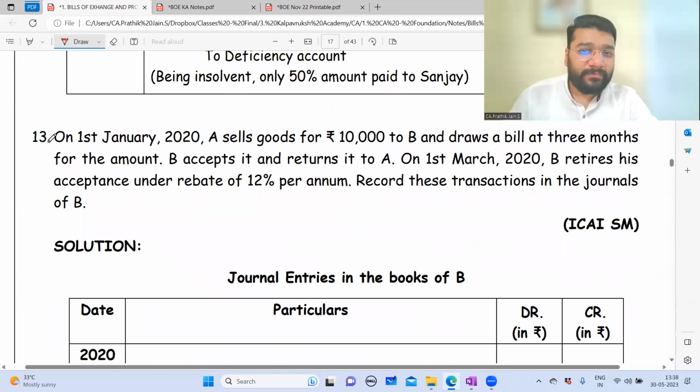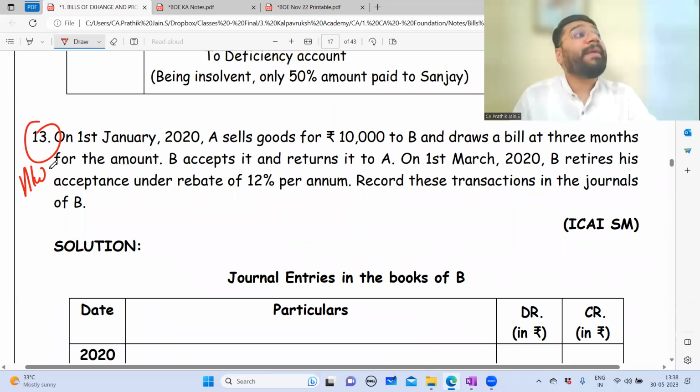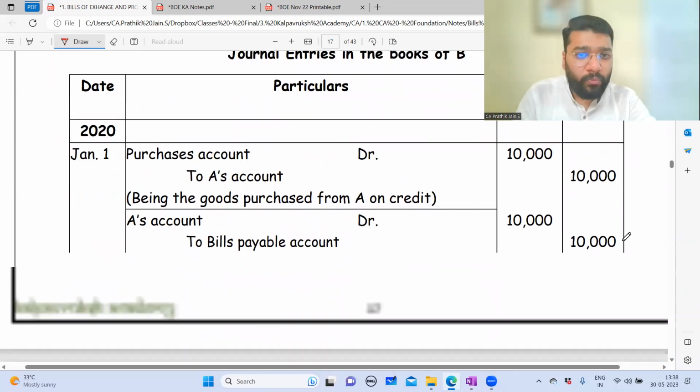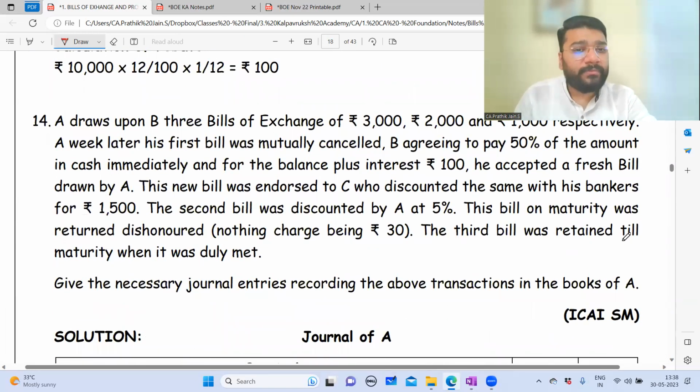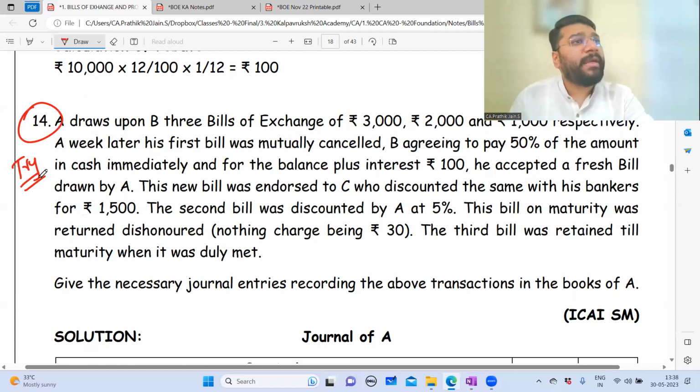13th question, easy question. Please mark it as homework. It is a practical question from the book bag. 13th question homework. 14th question, you'll try. You may get it, you may not. If you don't get it, let me know, and I'll do the 14th question in the next class.